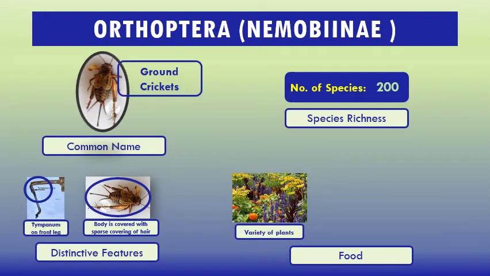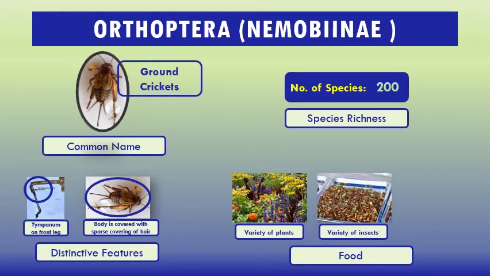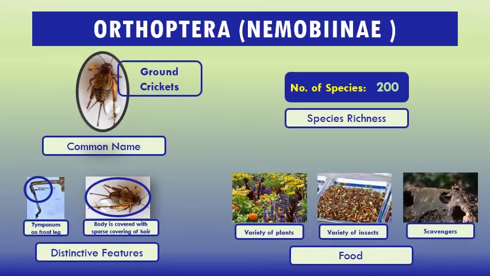Now, food. It feeds on a variety of plants and a variety of insects, and they are also scavengers. We can say they are also omnivorous. They can feed on everything.